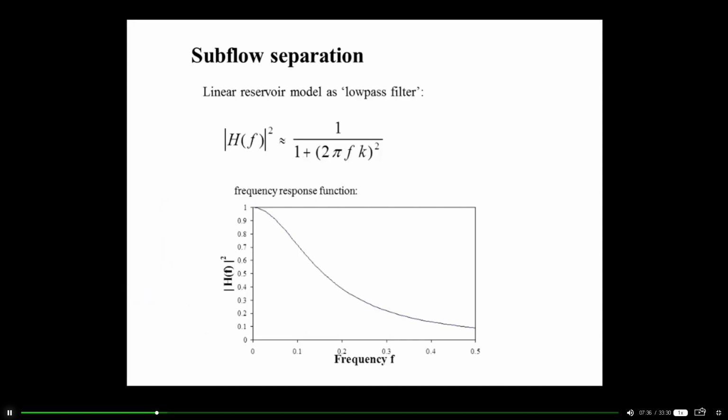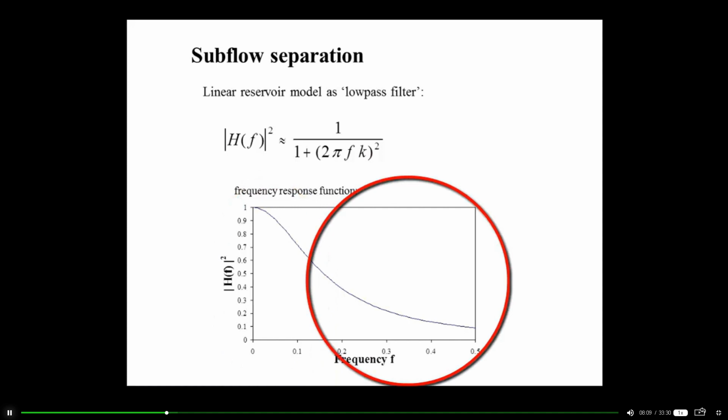Now the linear reservoir model, as we just explained, can in fact be seen as a low pass filter. This means that when a time series is used as input into the model, and any time series can be decomposed in different frequency components using, for instance, Fourier analysis, you know that a time series can have slow components, it can have quick components. But basically, the linear reservoir model, because it is a low pass filter, will only pass the lower frequency components. So that means the slow components. The higher frequency components will be blocked. They are not passed by the model, by the filter.